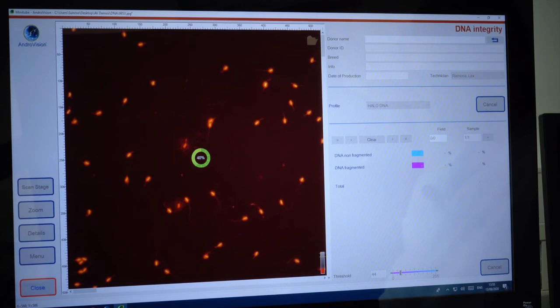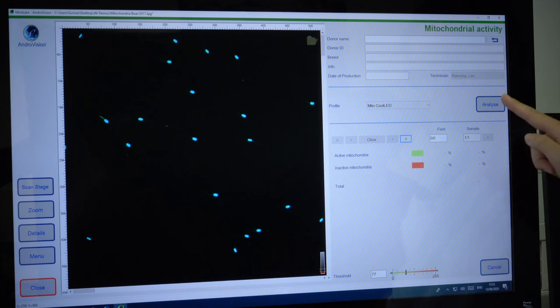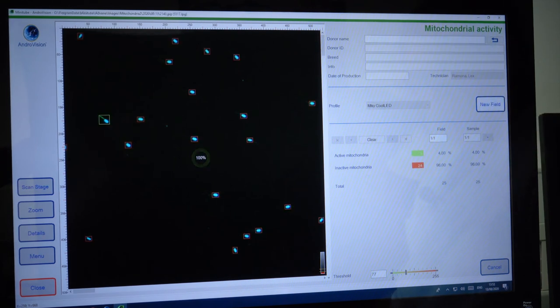The DNA structure can be used to indicate the fertility potential or to explain subfertility rates of a certain breeding animal. AndroVision uses the sperm chromatin dispersion test to detect fragmented chromosomes. Osmotic, mechanical, or biochemical stress impairs mitochondrial activity. AndroVision can detect sperm cells with inactive mitochondria.